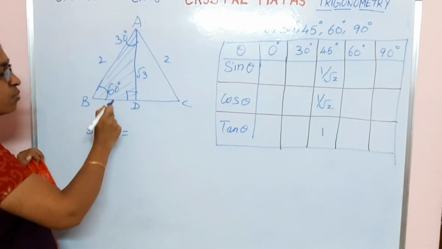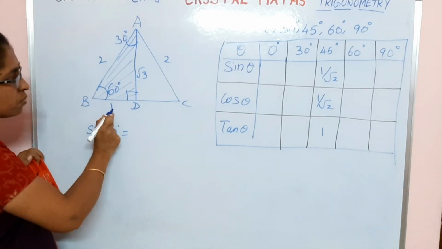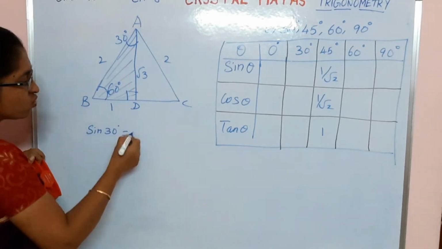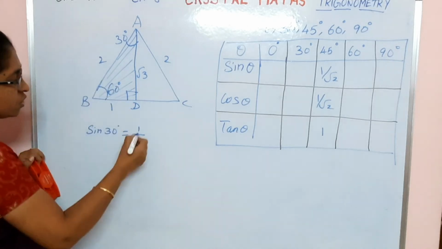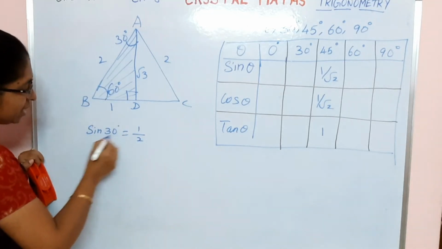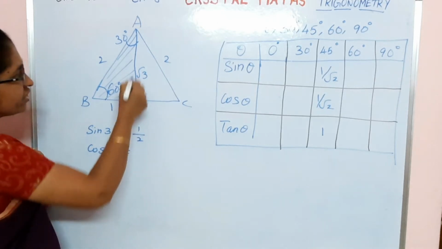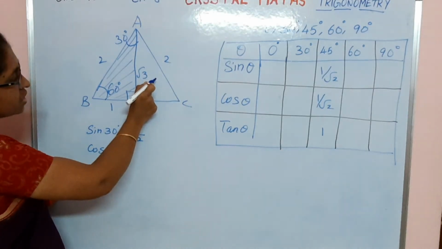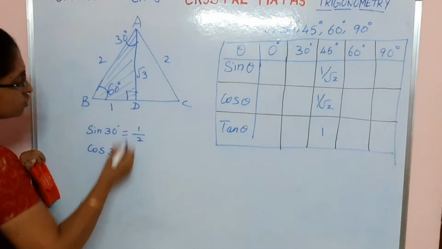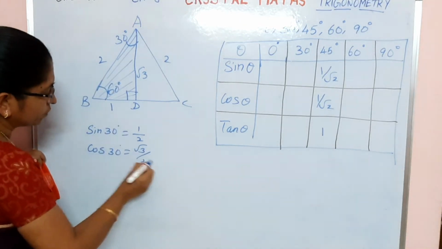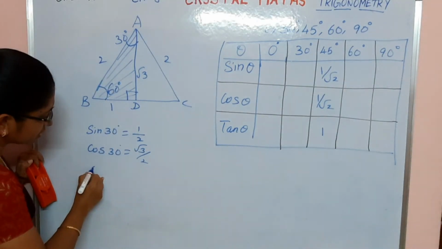Sine 30 is opposite by hypotenuse. Opposite of 30 is nothing but 1. Hypotenuse is 2. So 1 by 2. Cos 30 is adjacent by hypotenuse. Adjacent is root 3. Hypotenuse is 2. So root 3 by 2. So, sine 60.